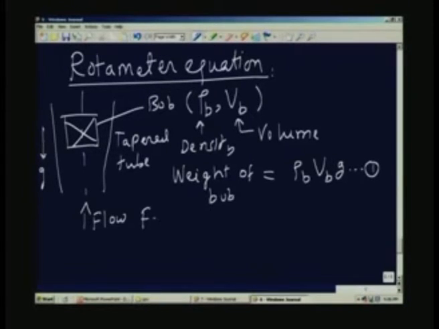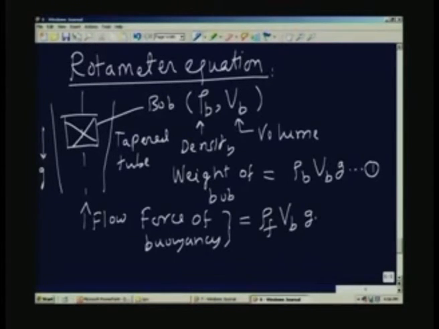So the force of buoyancy will be equal to rho f into Vb into g. It is the weight of the displaced fluid whose volume is equal to the volume of the bob. So if the density rho f is the fluid density, Vb is of course the volume of the bob, multiplied by g gives you the second force. It is actually upwards and this is downwards.